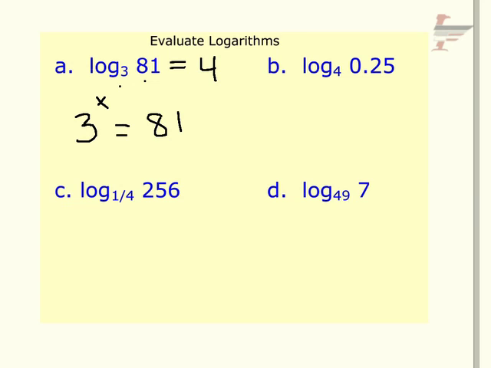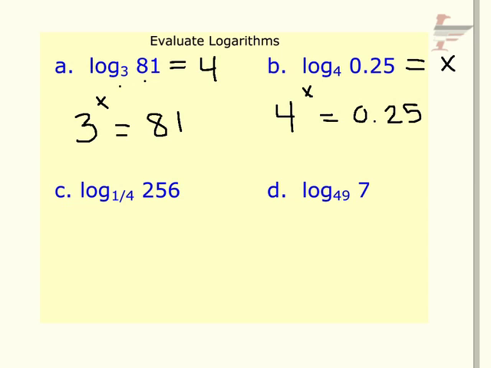Let's look at another one. If you look at B, it says log base 4 of 0.25, and I want to know what that equals. And again, right now, I don't know what that equals. So the base of my log is 4. That means the base of my exponent would be 4. It equals x, so that's going to be the power. And I'm taking the log of 0.25. So 4 to the what equals 0.25?